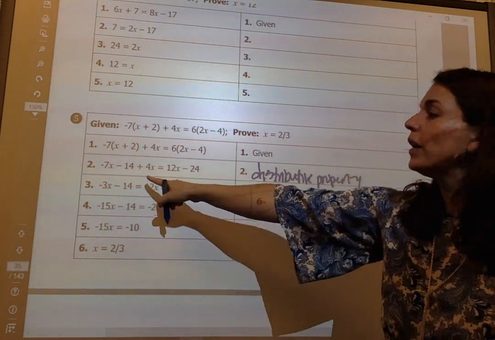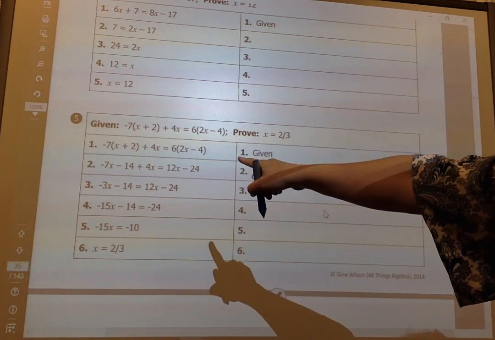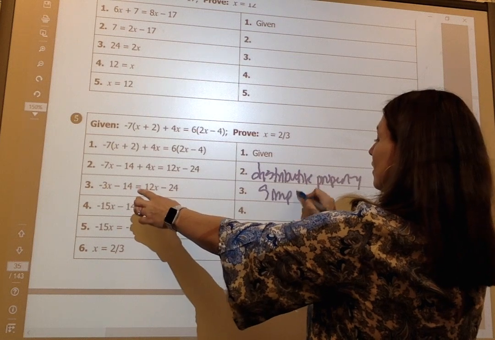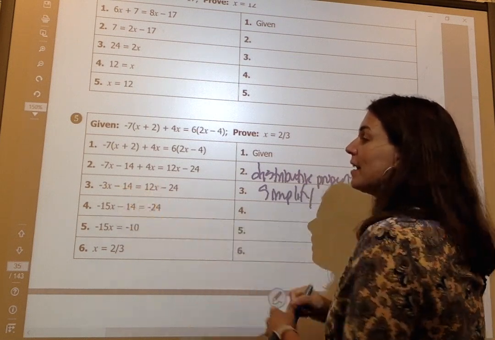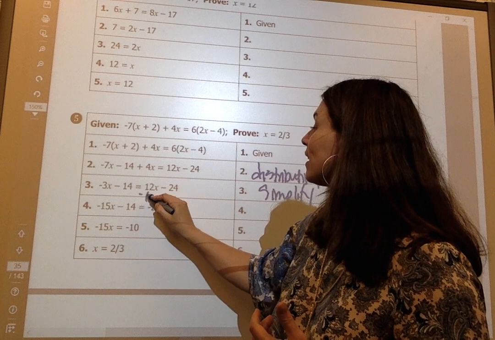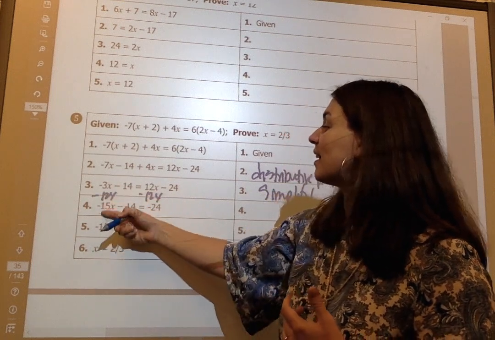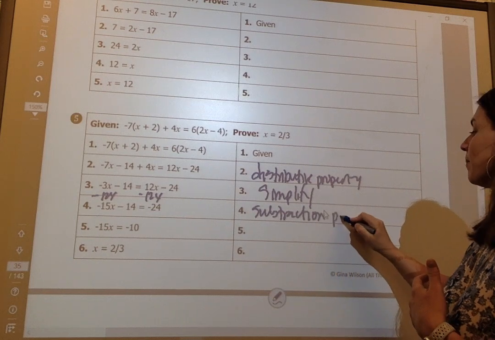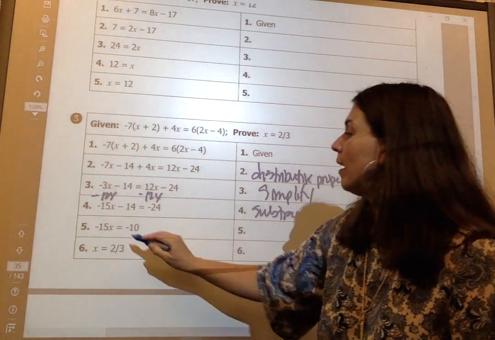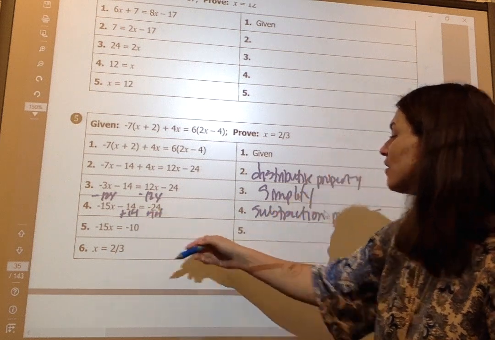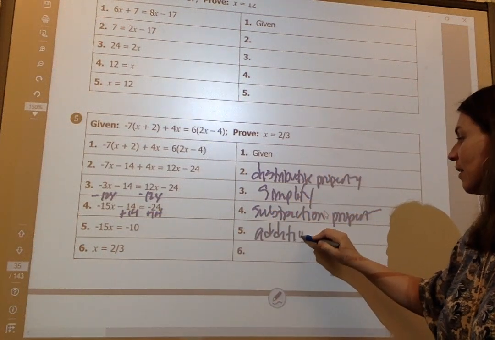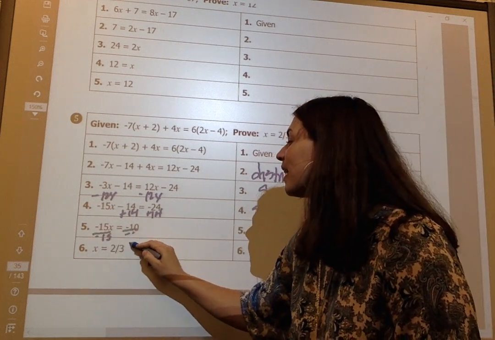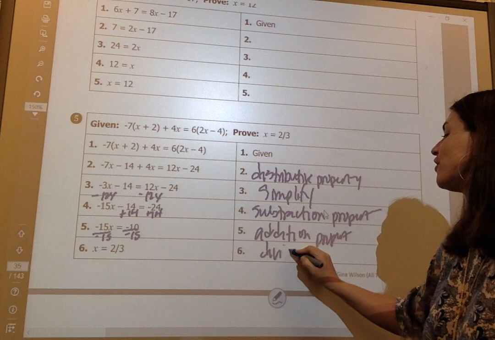Look at step 3. What did we do on the left-hand side, and what did we do on the right-hand side? Well, we didn't really do anything here, but we just simplified. So we simplify. Now from here, we subtracted 12x on both sides to get negative 15x, so that's subtraction property. I add 14 to both sides, so that's my addition property. And then I divide both sides by a negative 15 and reduce, so that's division property.